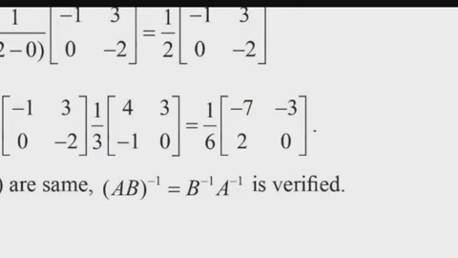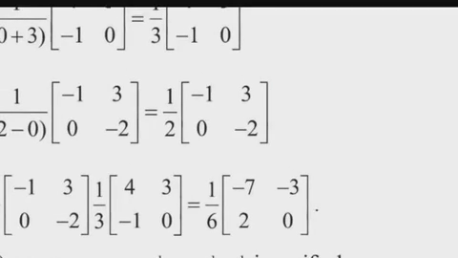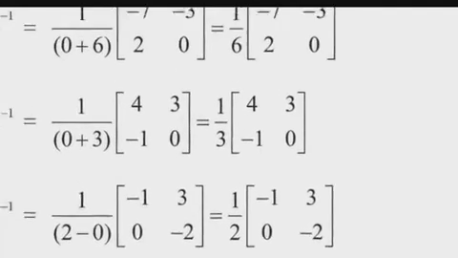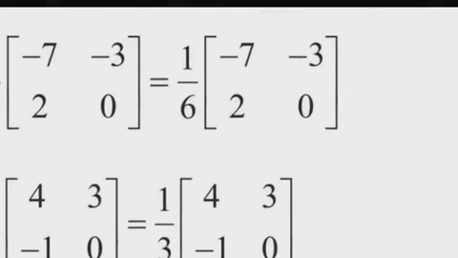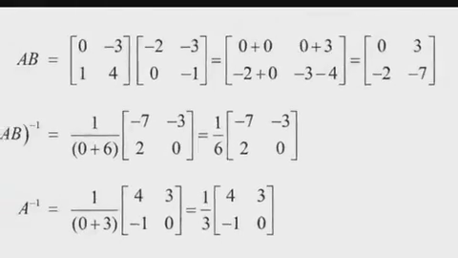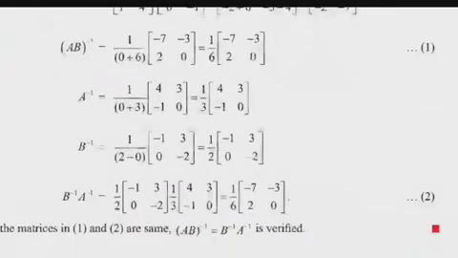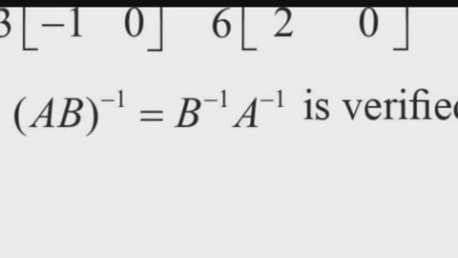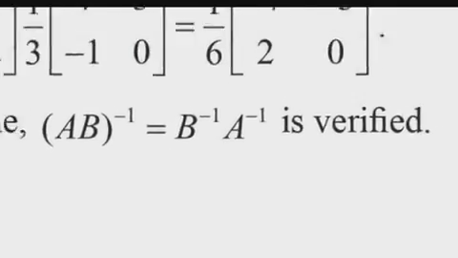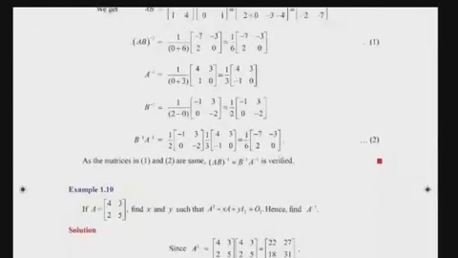So 1 by 6 into [-7 -3; 2 0]. We already found (AB) whole transpose equals 1 by 6 into [-7 -3; 2 0]. From these two equations we get the same value. Then (AB) whole inverse equals B inverse into A inverse is verified. Okay, so this is example 1.9 sum.